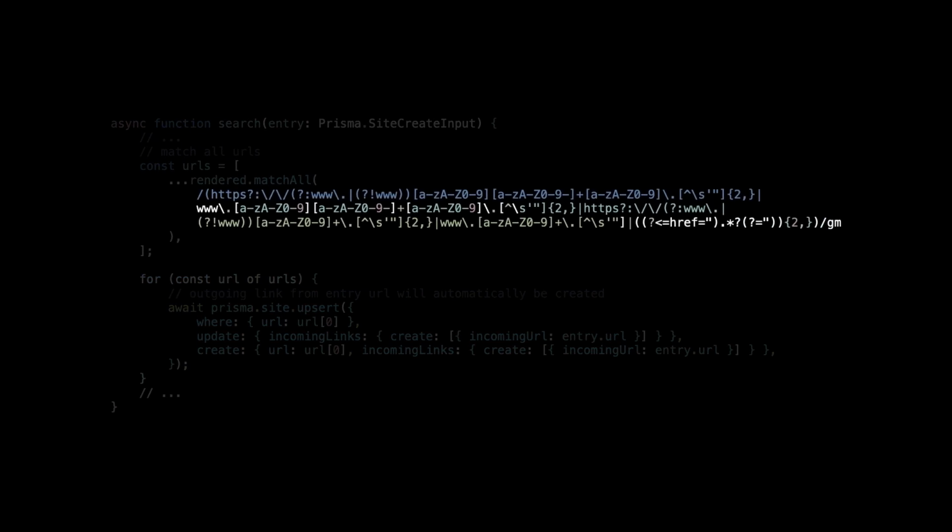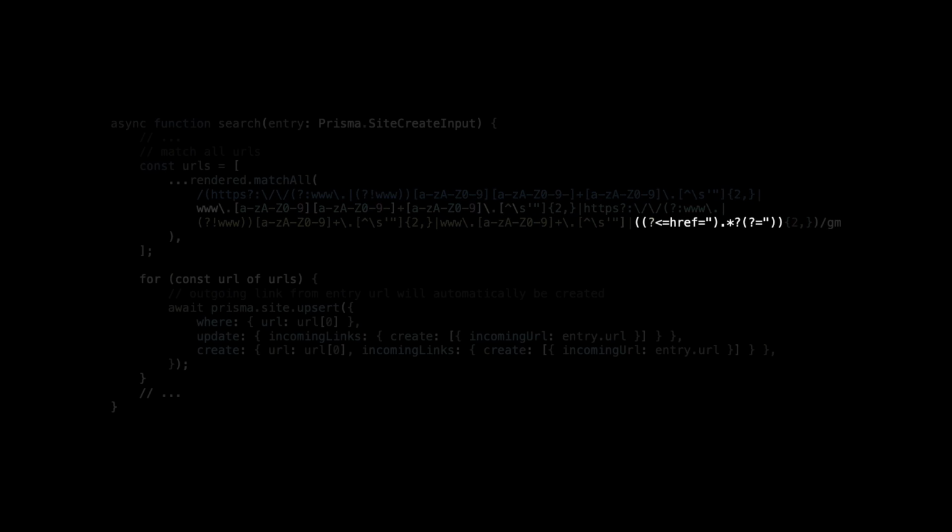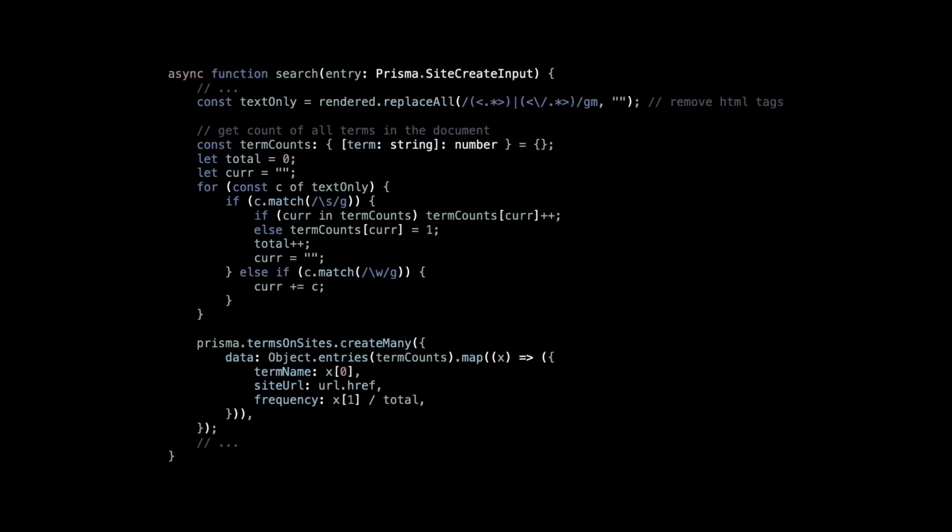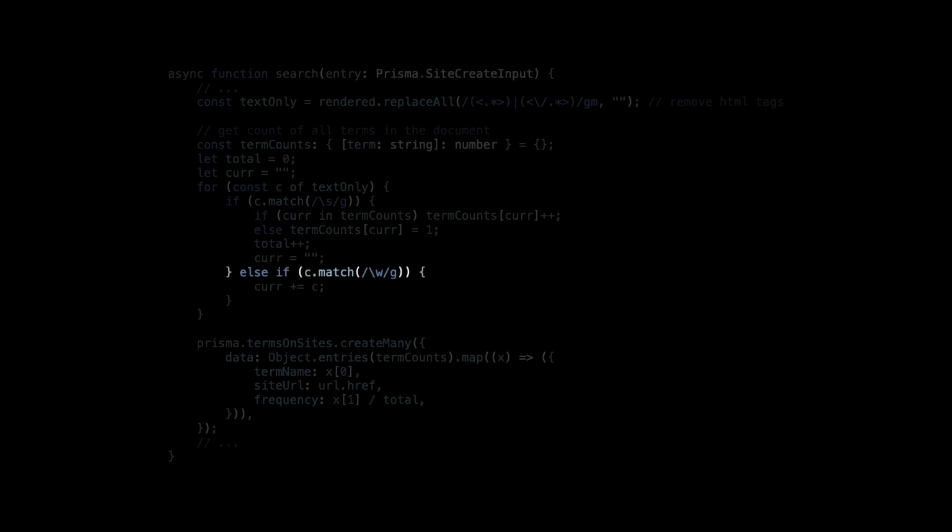Instead, I'm finding the links with this regex expression, which matches everything that looks like a URL, as well as anything within an href property of an element, which will always be a valid URL. The second thing we should store is every term on the page, which I'm finding by filtering out non-alphanumeric characters, then separating everything by white space.